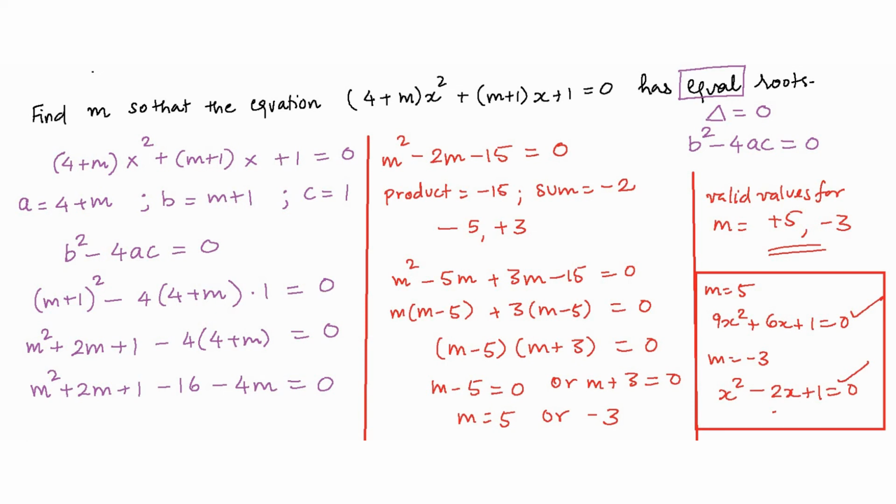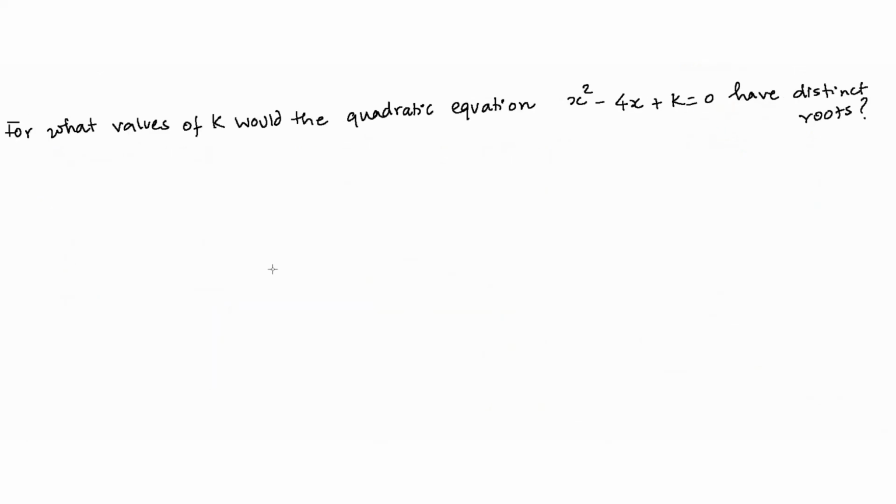Moving on to the next question. So let's take a look at this question. For what values of k would the quadratic equation x square minus 4x plus k have distinct roots? Now, it is not mentioned whether the distinct roots would be real or imaginary, right? So we will have to take both cases.